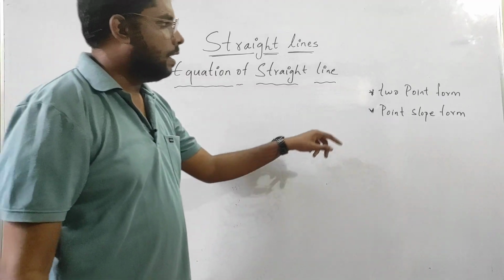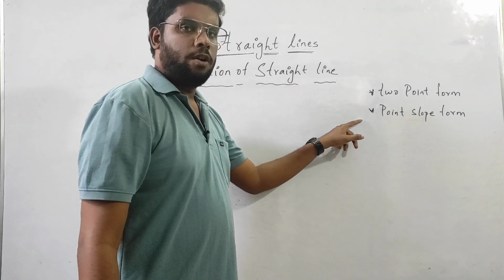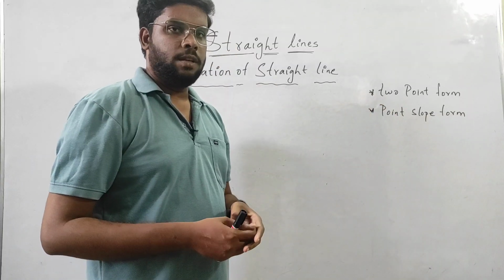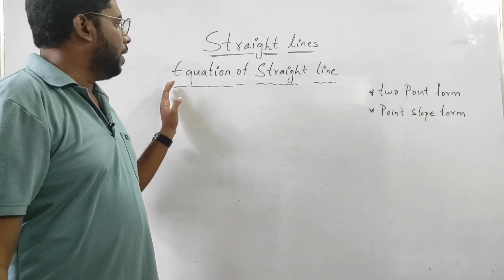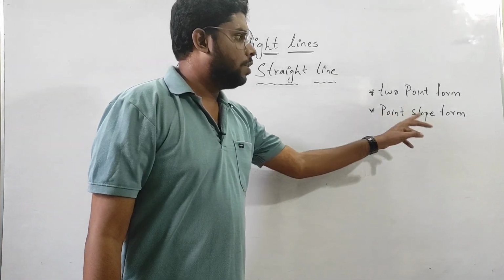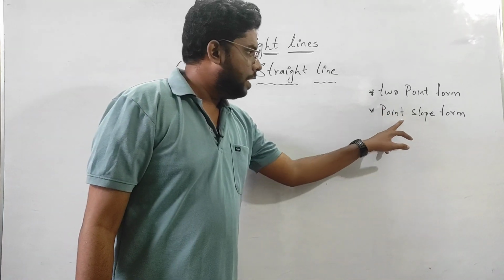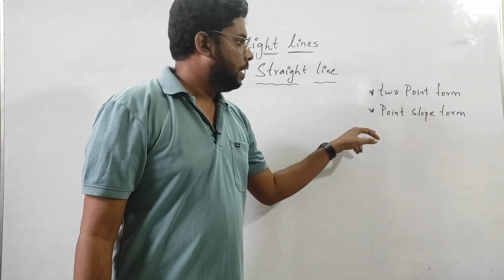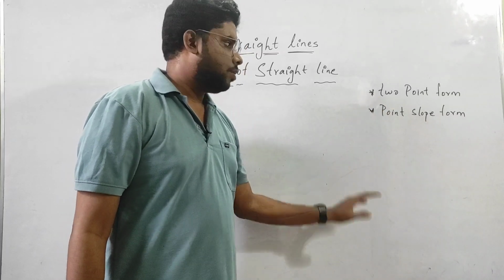In this video we are considering two forms of the straight line, that is the two-point form. It means we are given two points, and with the help of two points we are going to find the equation of the straight line. How we are going to see this? Second is the point-slope form. It means a point is given and a slope m is given. With the help of this we are going to find the equation of the straight line.